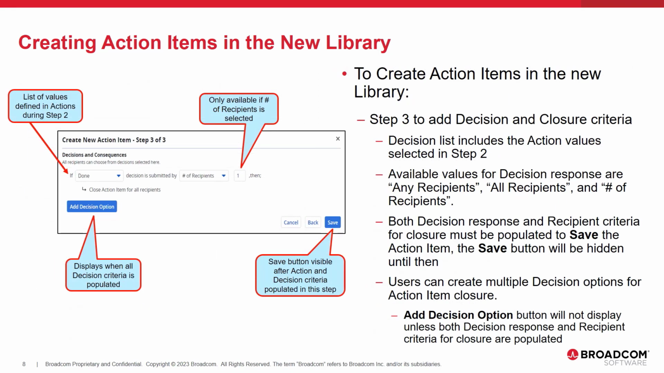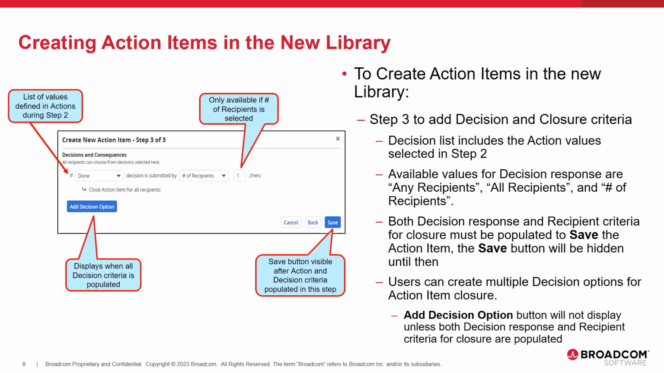On this screen is where you'll create your decision and closure criteria for your action item. Your decisions list includes all the actions that you defined for this action item in Step 2. So you'll just select one of those. When you're selecting the number of recipients, you have 3 options that you can select here. You can either select any recipients, all recipients, or you can choose number of recipients, in which case you'll get a pop-up box where you can actually type in a number. Now, you won't be able to save an action item unless you have both an action response and recipient criteria populated.